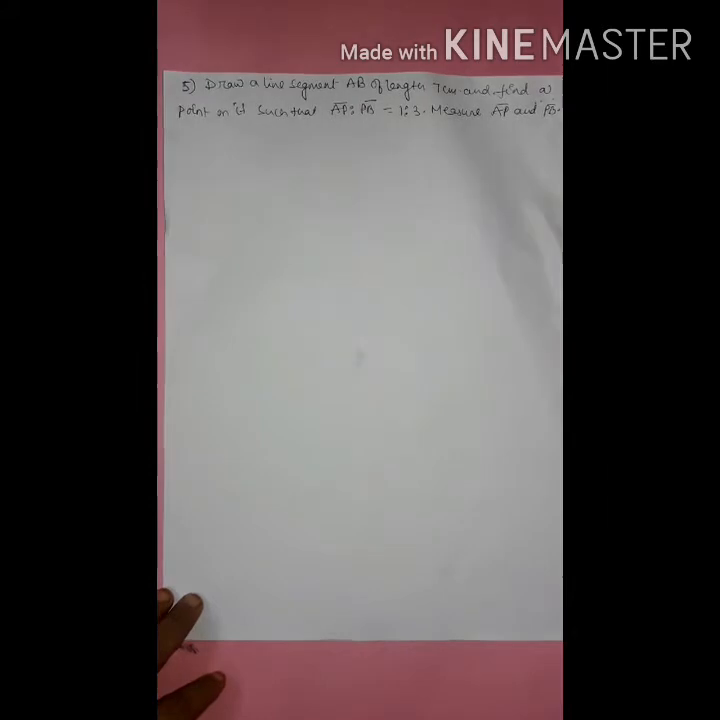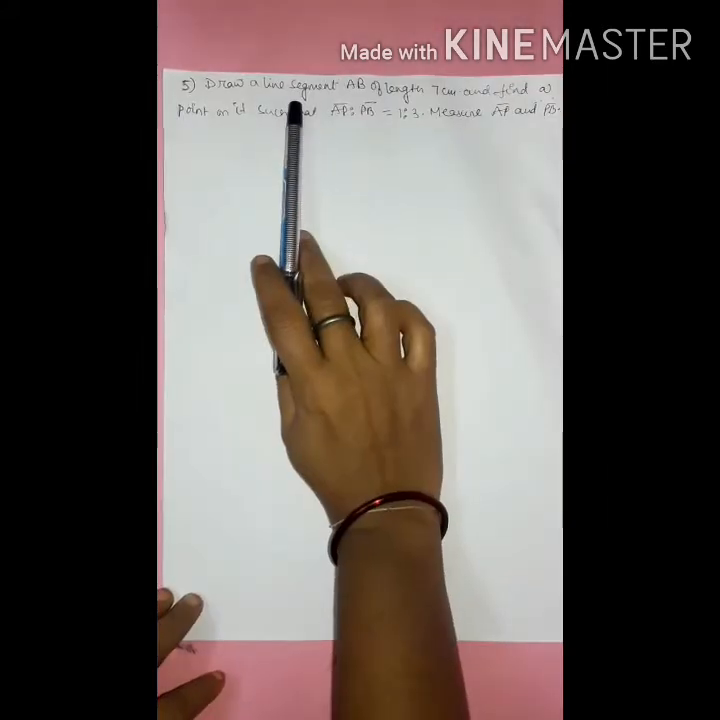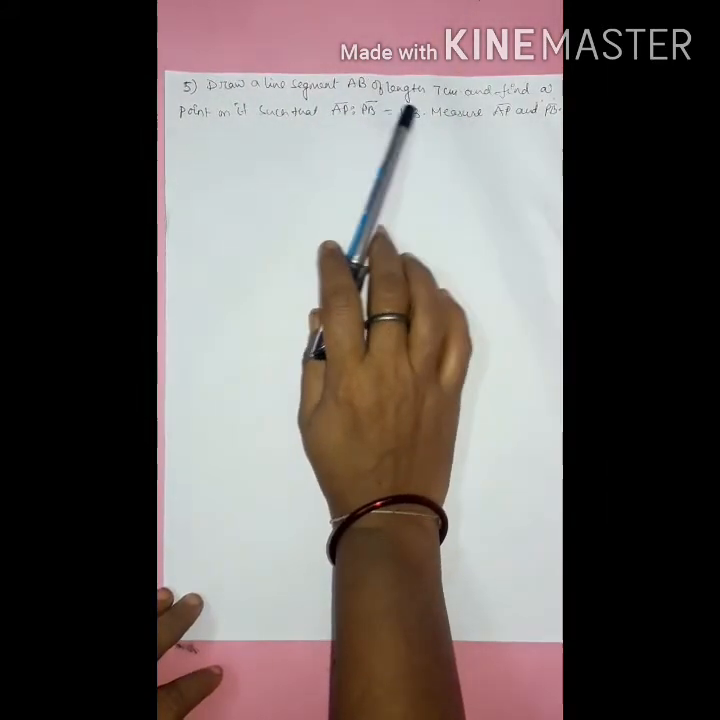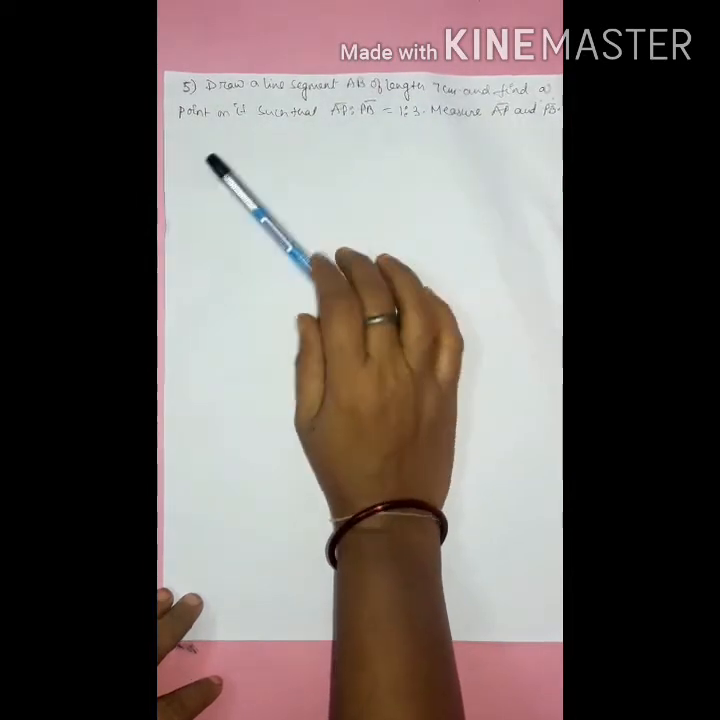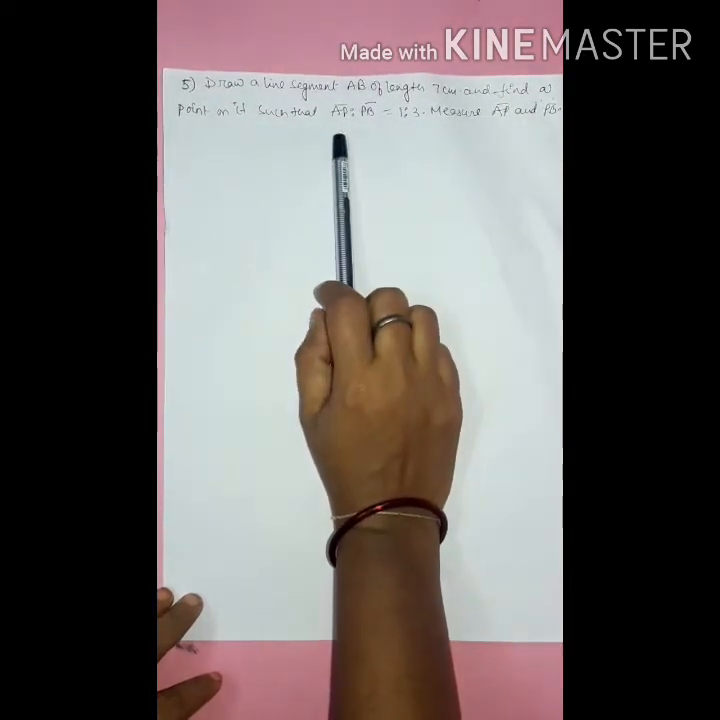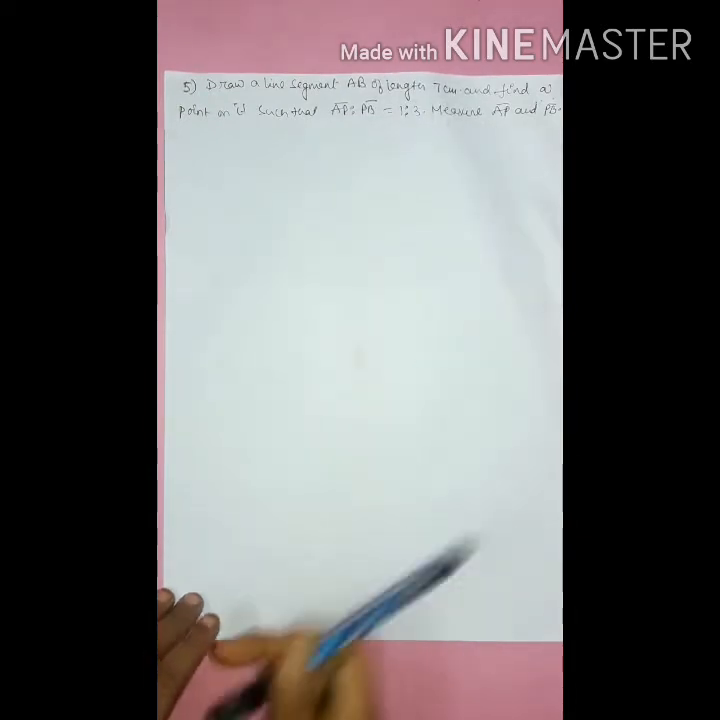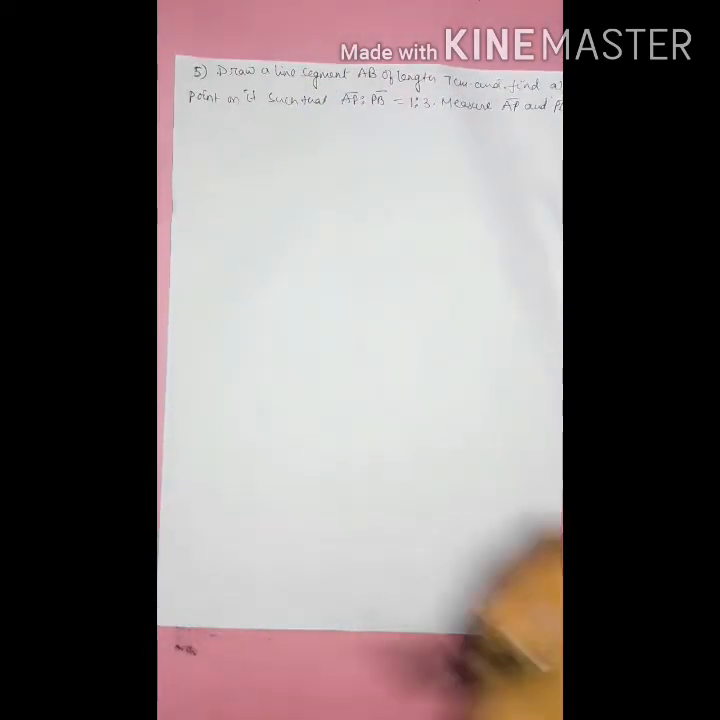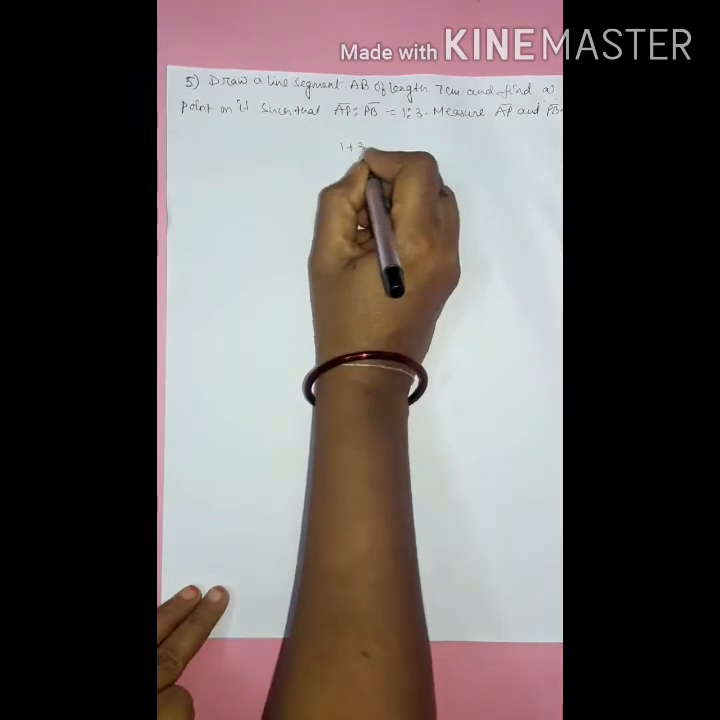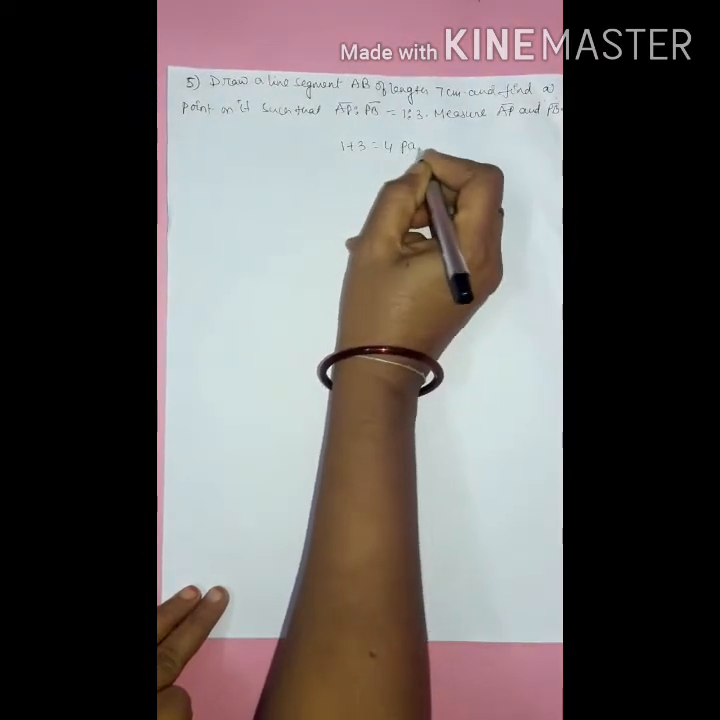Question number 5 of worksheet 3, chapter 10. What is given? Draw a line segment AB of length 7 cm and find a point P on it such that AP is to PB is equal to 1:3. Measure AP and PB. Here, what is the ratio given? 1 plus 3 is equal to 4 parts.